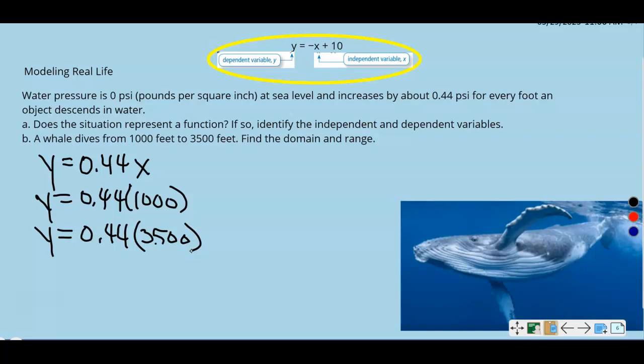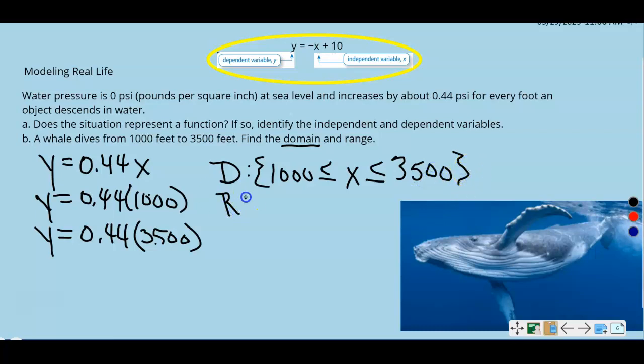All right, so our domain comes from our x values. So we can see our x values are going to go from 1,000 to 3,500 feet.